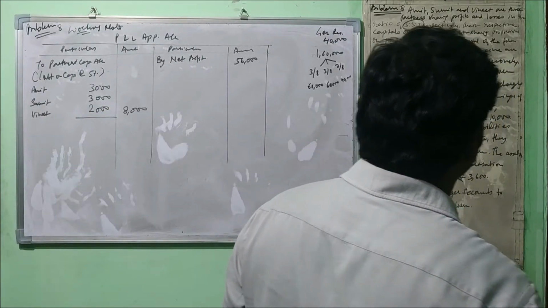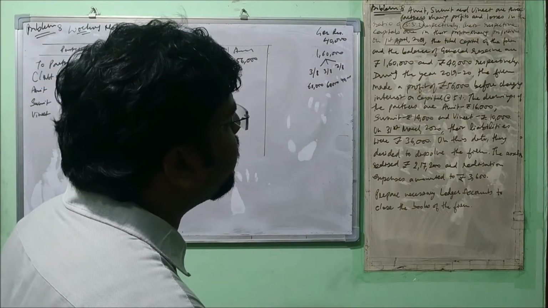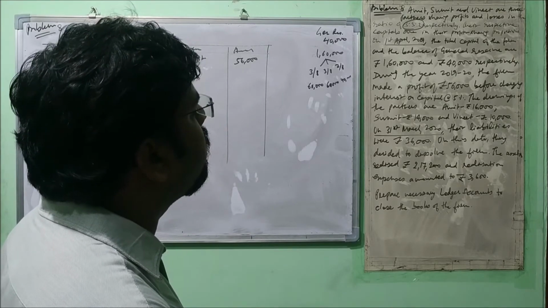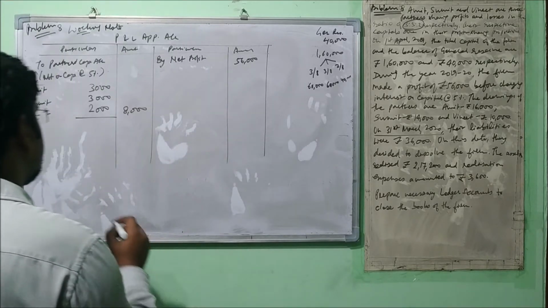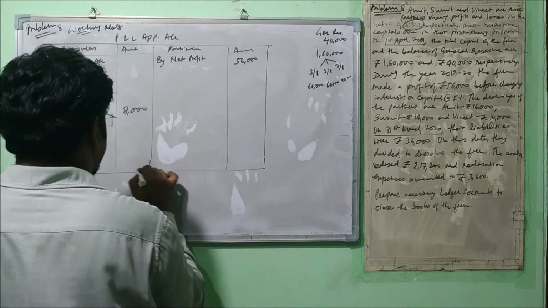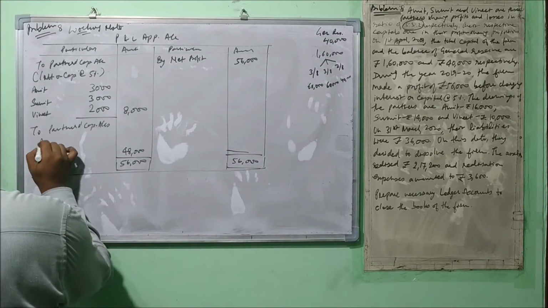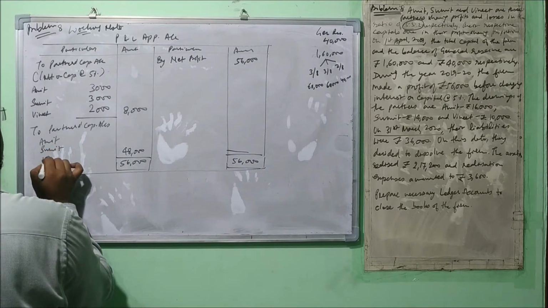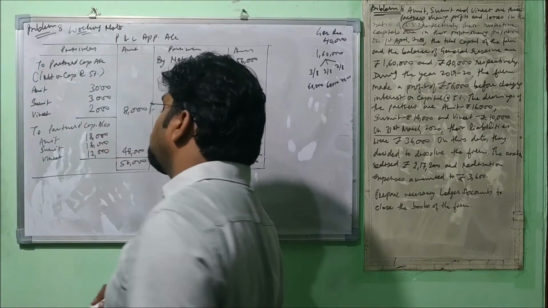Any other amount? See, drawings is given, but interest on drawings is not given, so we will not do any treatment regarding that. And general reserve will be directly distributed among the partners. No other treatment will be done. Now the profit will be distributed. Let's calculate the distributable profit. It's 48,000. This 48,000 will be transferred to all partners' capital accounts in their profit sharing ratio, so 18,000, 18,000 and 12,000.